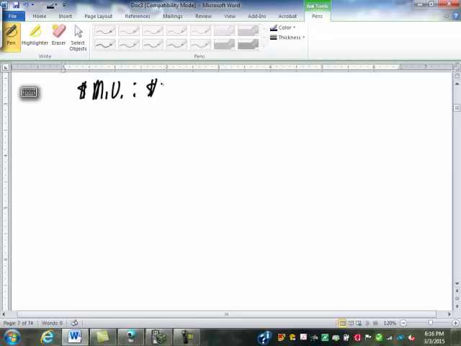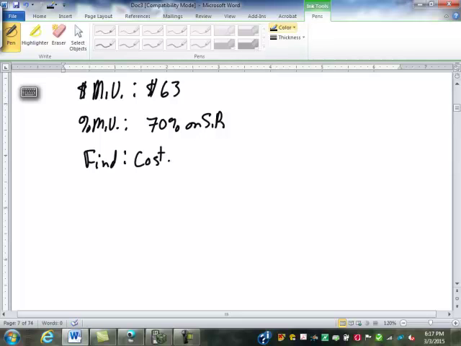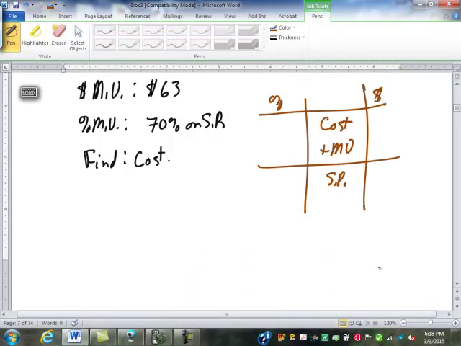Let's say the dollar markup is $63. The percent markup is 70% on selling price. Find the cost. So this one's just a little bit trickier. It's percent markup on selling price. I like to put the 100% in there first, just because that's the one thing that so many people screw up, they put that in the wrong spot. So I always like to make sure I get it in the right spot first before I do anything else.